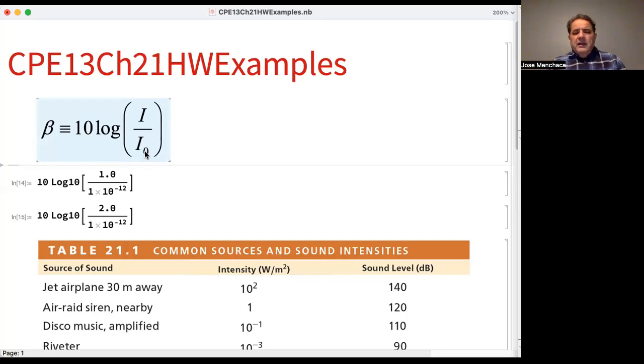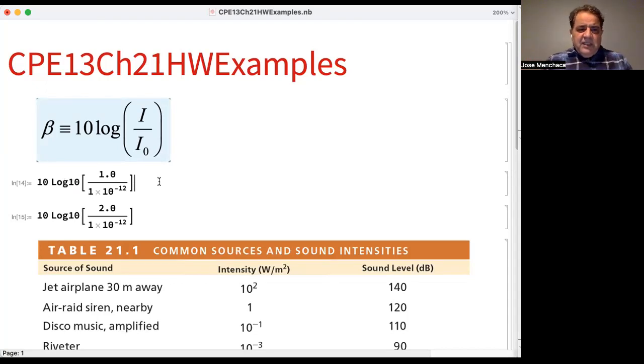I think it said the threshold of pain was 1 watt per square meter. So we just plug in the calculation. We have 10, and if you use Mathematica, you need to use log 10, or else if you just say log, you'll get the natural logarithm, and that's not what we want. So we want the log 10.